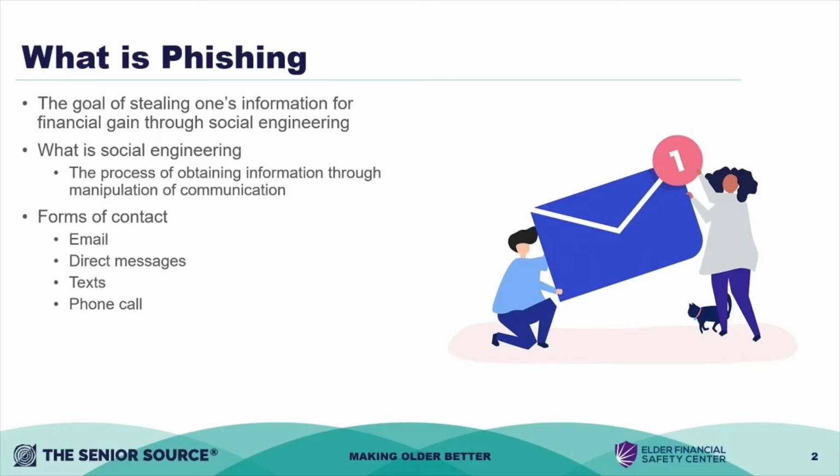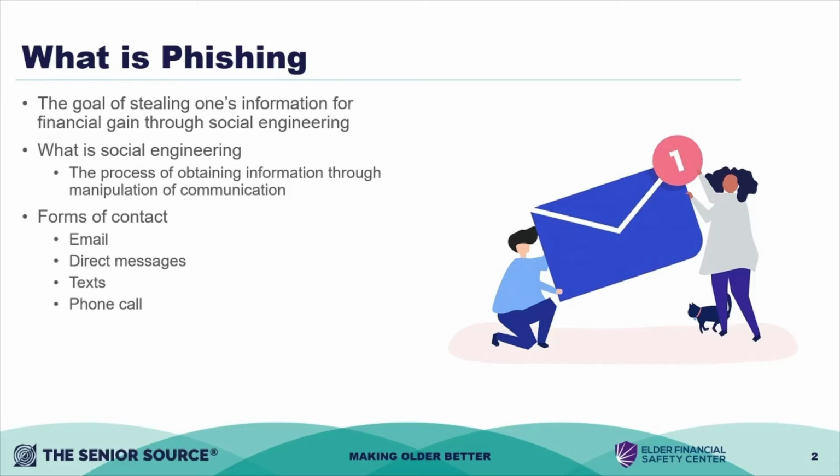What is phishing? It's the goal of trying to steal one's information for financial gain through something known as social engineering. Social engineering is the process of obtaining information through the manipulation of communication. The forms of communication can be email, direct messages. Direct messages are usually done through Facebook, messages from people. You could have messages on Instagram or even other social media forms such as Snapchat and those others.